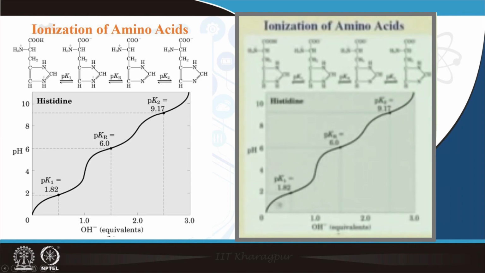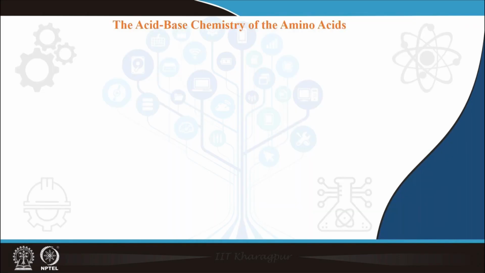Okay, so again I have my profile, or my titration curve rather, looking like this. Is that clear? Okay, so I have a pK1 corresponding to the COOH, I have my pKr corresponding to the side chain, and I have my pK2 corresponding to the amine group, right?